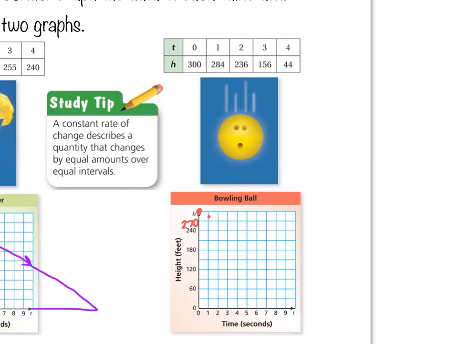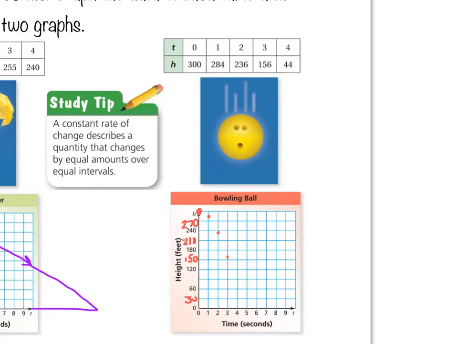And then after 2 seconds, we're down at 236. So this is going to be 210. 236 is going to be right here, maybe. And then 3, 156. Well, this is 150. So 3, 156 is going to be about right here. And then 4, 44. We're all the way down. This is 30. We're all the way down to here.